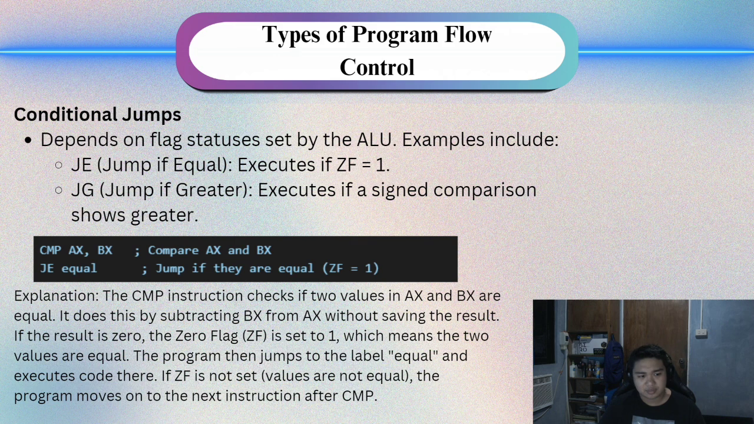It does this by subtracting BX from AX without saving the result. If the result is 0, the zero flag is set to 1, which means the two values are equal. The program then jumps to the label equal and executes code there. If the ZF is not set, the values are not equal, and the program moves on to the next instructions after CMP.